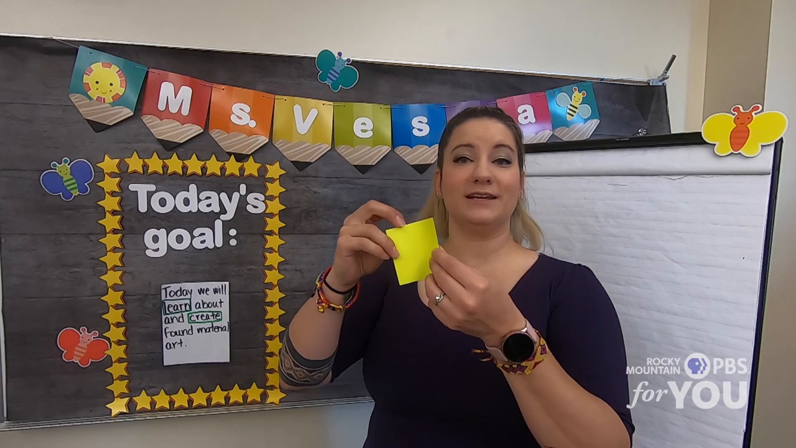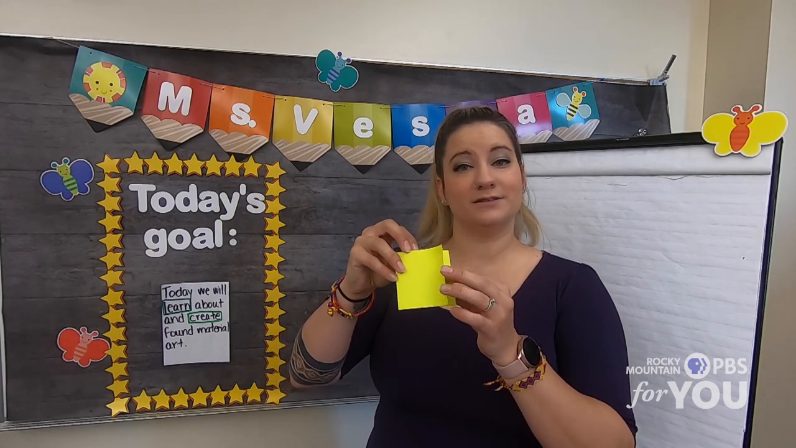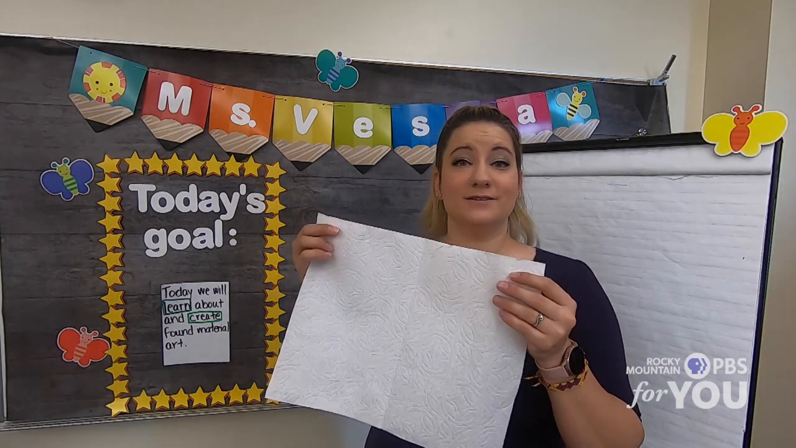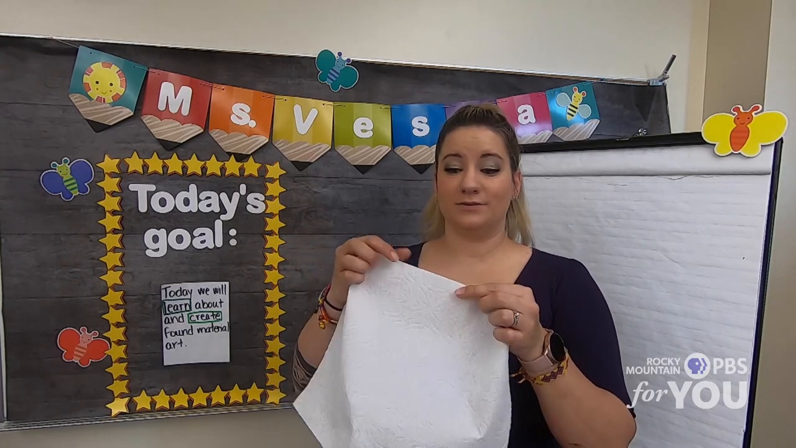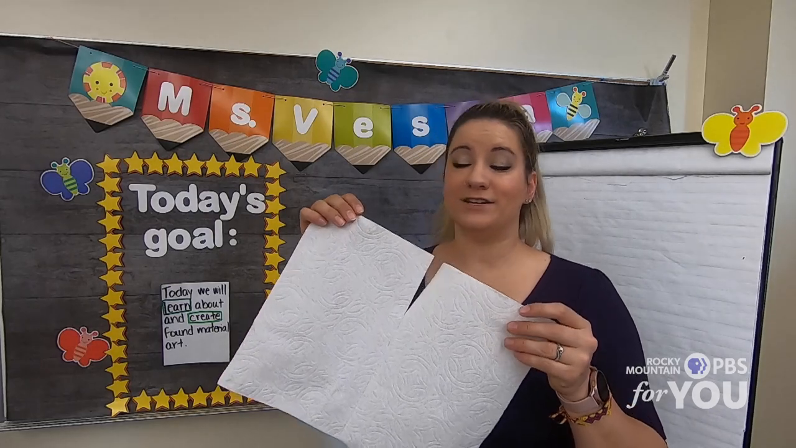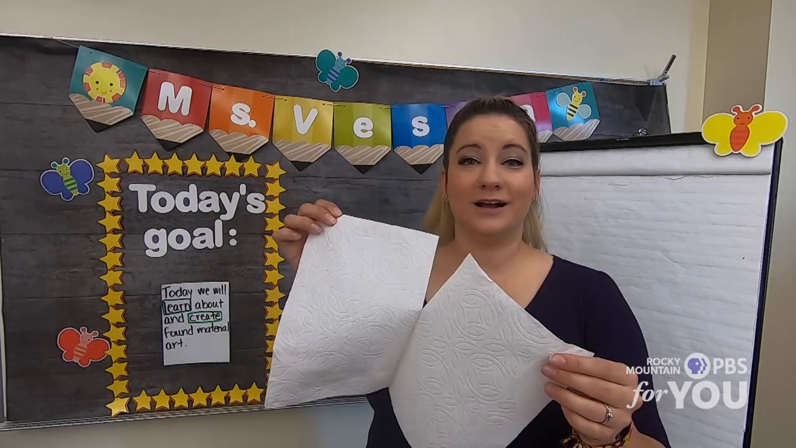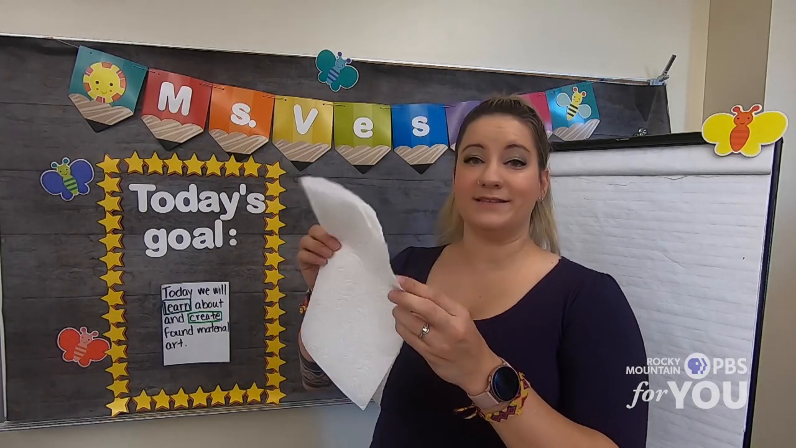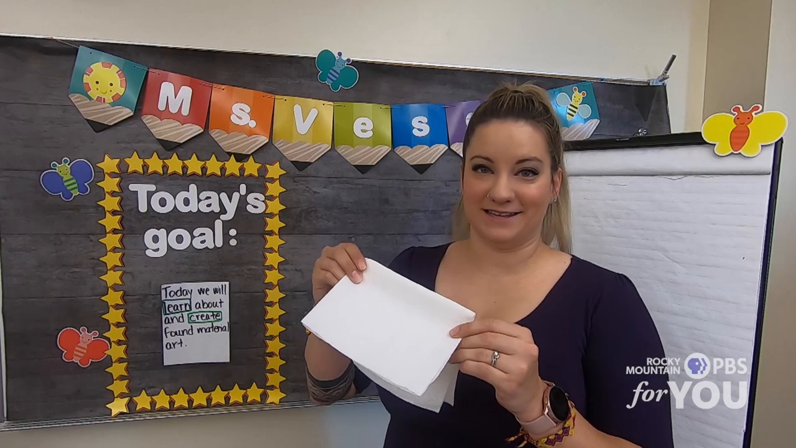Another thing I found are sticky notes. These ones are green. Sticky notes are great because on one side it's sticky and on the other side it's not. I can also use sticky notes to draw on. Another thing I found are paper towels. Paper towels I found in my house. They can be used and ripped up. They can be used to create a whole bunch of different shapes. I can also color on paper towels if I needed to. Paper towels are white. They would take color very easily.